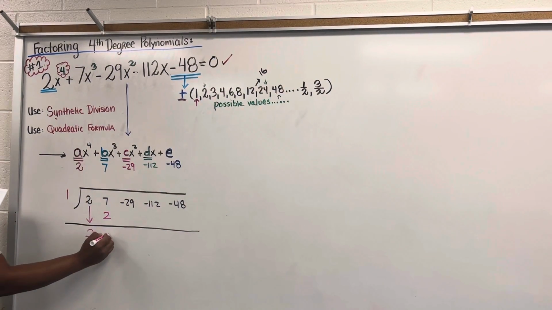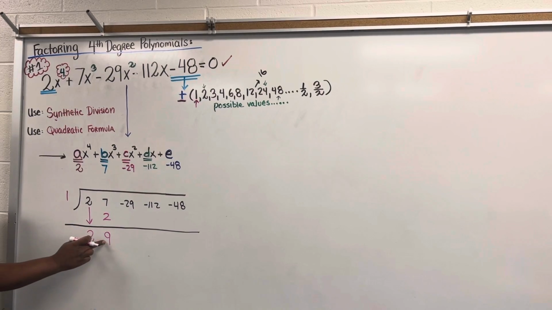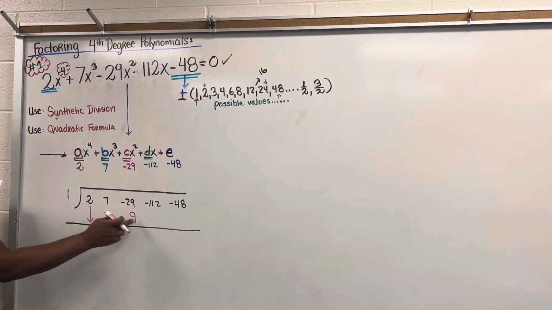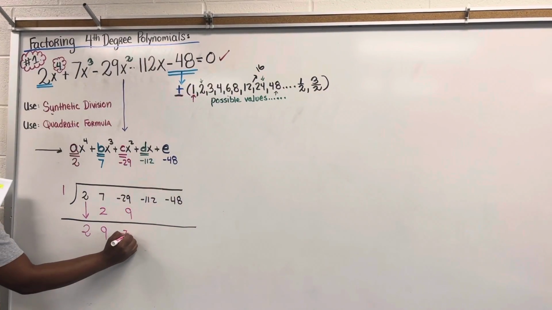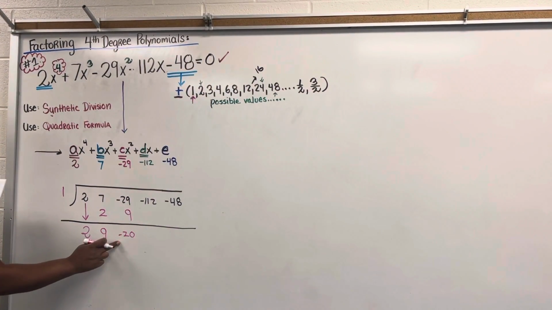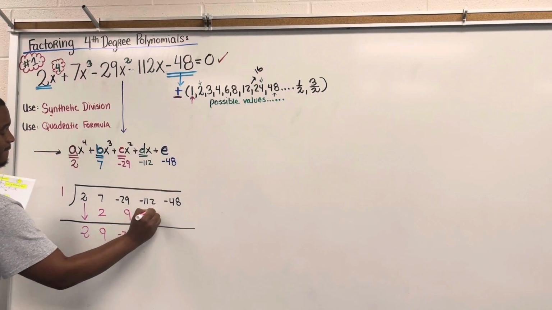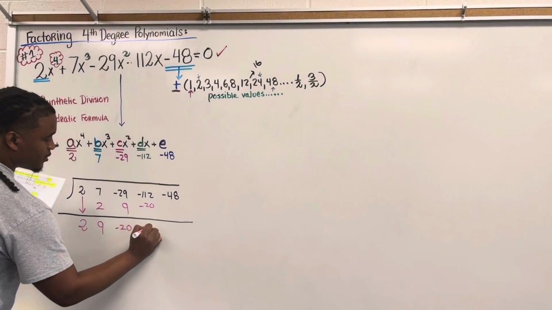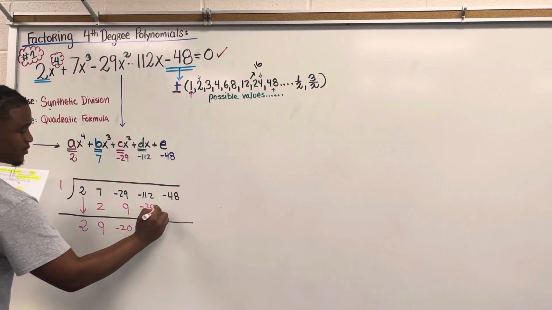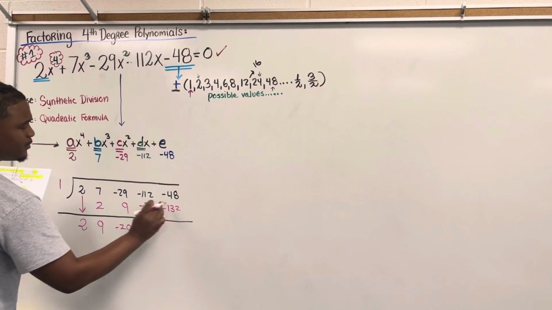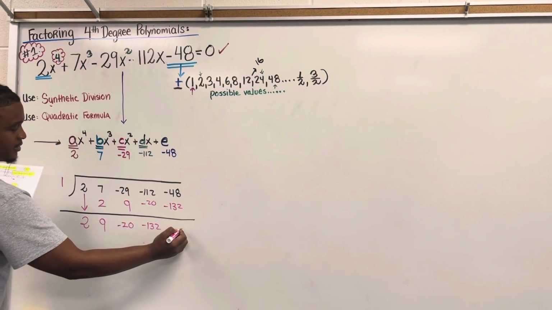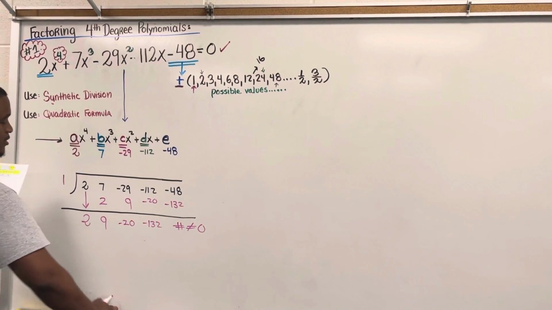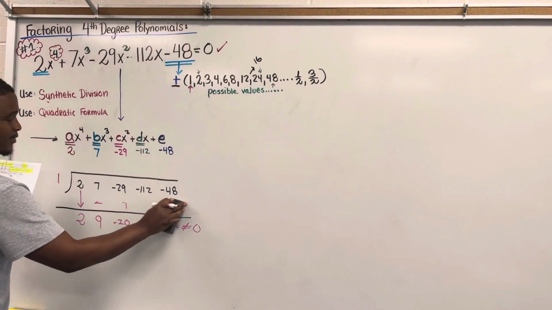7 plus 2 is 9. 1 times 9 is 9. Negative 29 plus a positive 9 is a negative 20. 1 times negative 20 is negative 20. Negative 112 plus a negative 20 is a negative 132. And then 1 times negative 132 is negative 132. If I added these two negatives together, the answer is not going to equal 0. So I know for a fact, guys, that it's not 1.